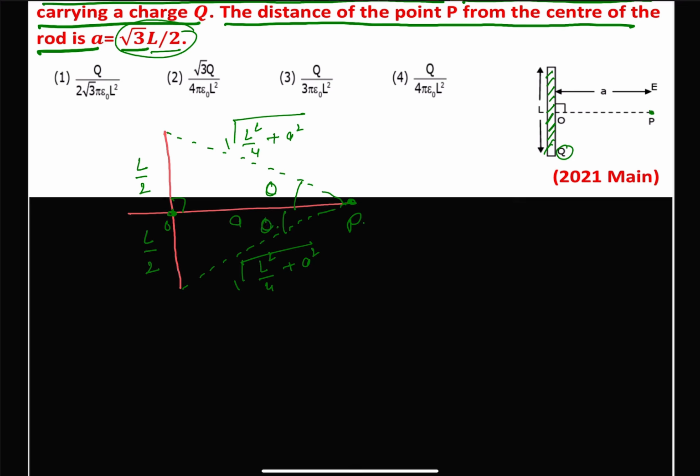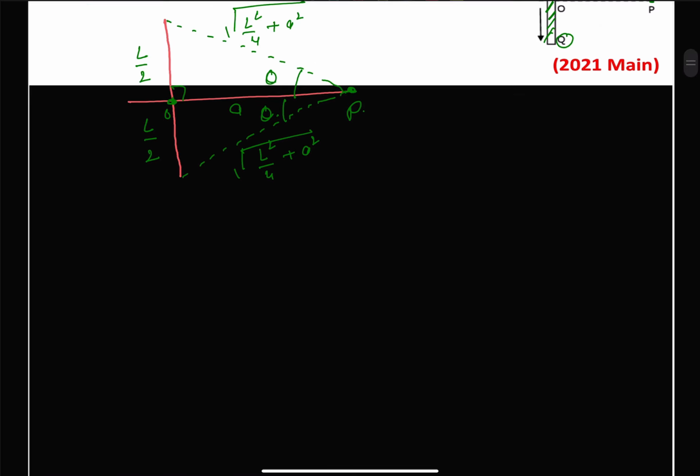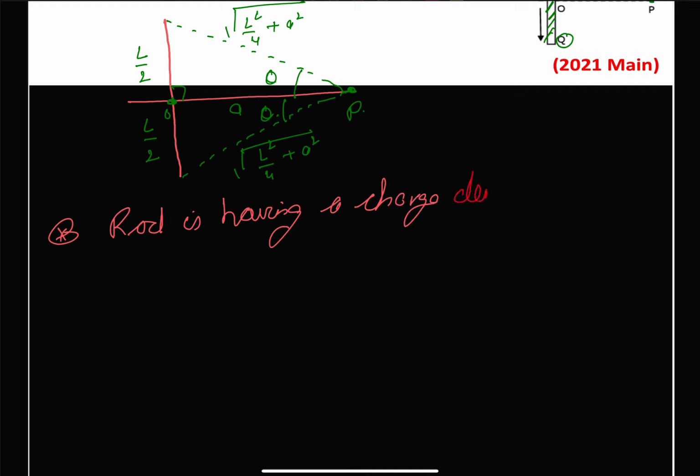The total charge is given to us as Q. So let us assume that this rod is having a charge density of lambda. So lambda will be equal to the total charge divided by the total length, that is Q upon L.